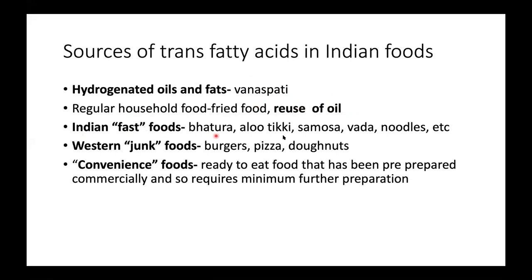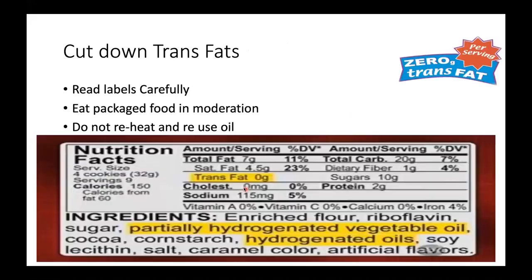Indian fast food such as bhatura, aloo tikki, samosa, vada, noodles, and Western junk food such as burgers, pizza, donuts, and convenience foods such as ready-to-eat food have a very high level of trans fatty acid. And we see that food labeling is also misleading. If you see the food label of these cookies, they have written zero trans fat on the label.